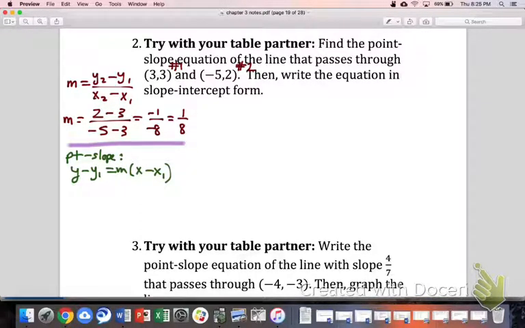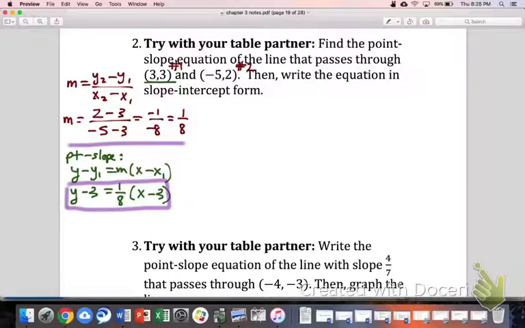And so I could use that first point. I could use (3, 3) to help me with this. And if I did, I would write y minus 3 is equal to 1/8 times x minus 3. And that would be point-slope form. That would be one way I could do it. The other way, this would be an alternative answer. This one right here being fully correct, 100%.